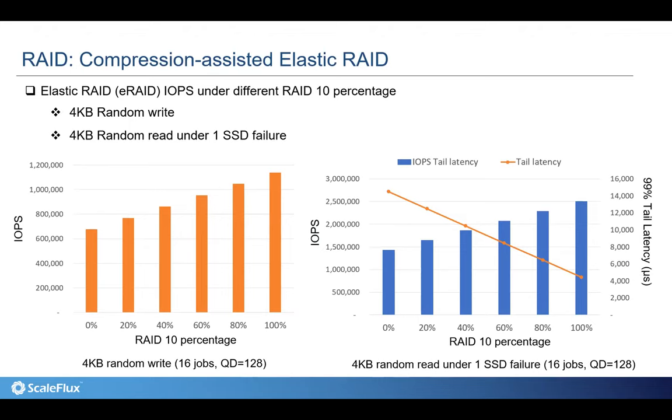We also evaluate the performance on different compression percentages. And we use FIO 4K random write as the test case. And we also evaluate the 4K random read performance on one SSD failure. And the left figure shows the IOPS on the different compression percentages. And we can see that, as expected, when the percentage increases from 0% to 100%, the IOPS will improve more than 50%. And for the 4K random read performance, from 0% to 100% compression percentage, the performance will also increase more than 50%, and the tail latency will decrease about 75%.